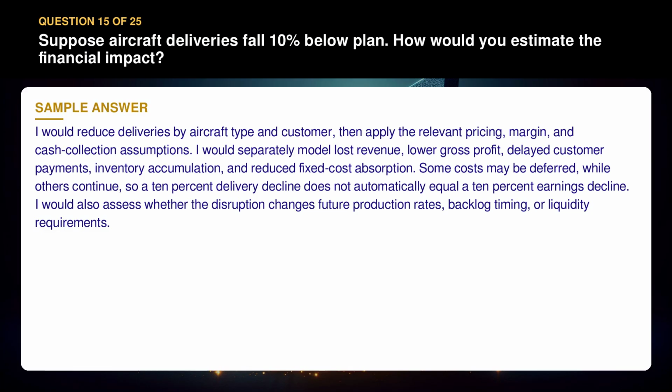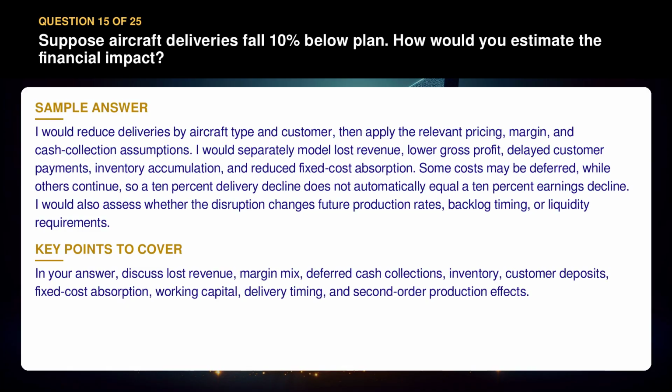I would separately model lost revenue, lower gross profit, delayed customer payments, inventory accumulation, and reduced fixed cost absorption. Some costs may be deferred, while others continue, so a 10% delivery decline does not automatically equal a 10% earnings decline. I would also assess whether the disruption changes future production rates, backlog timing, or liquidity requirements.